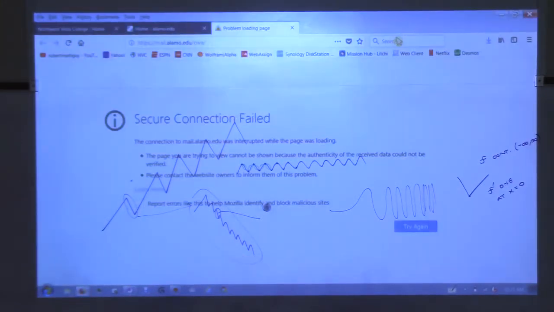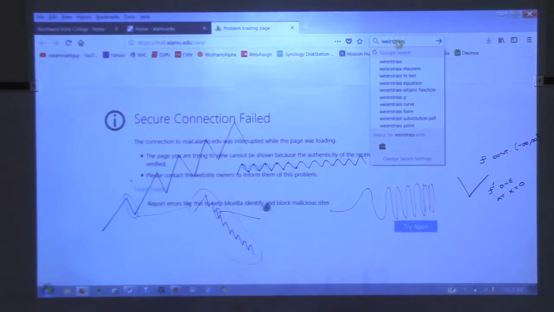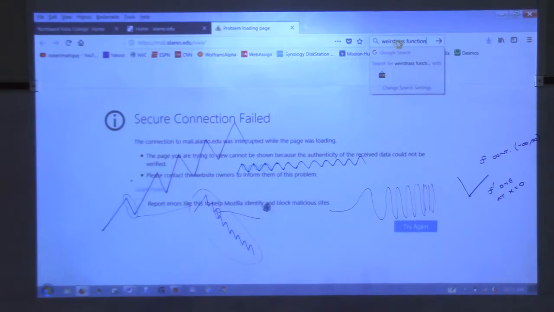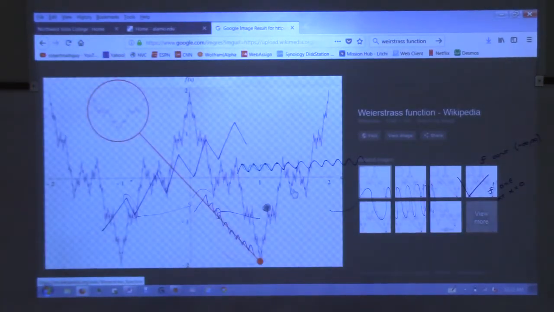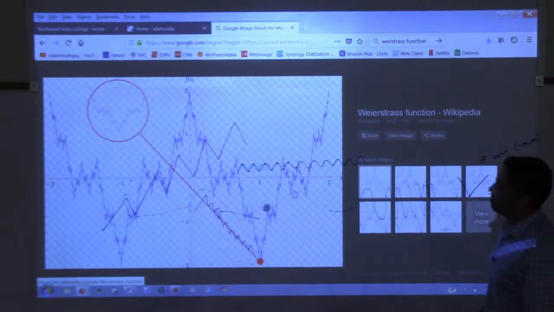Unfortunately, we'll be able to graph it probably. Let's see, Weierstrass function. Oh, let's see what happens here. Oh, there it is. Look at that. We'll trust Wikipedia. There we go. There's the graph of it.